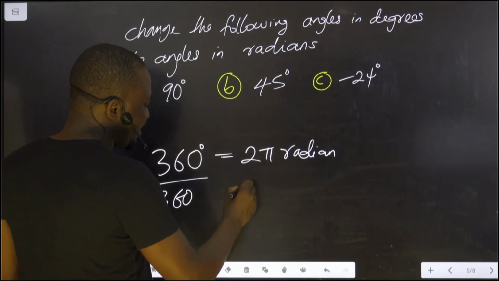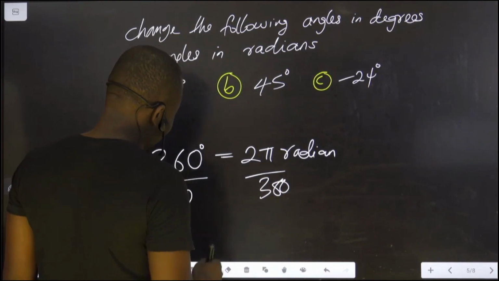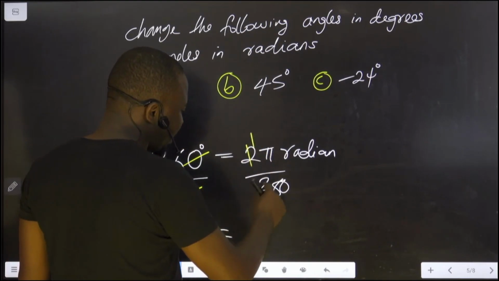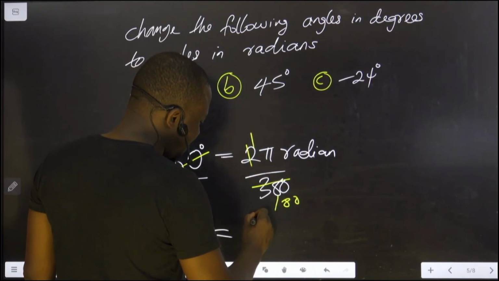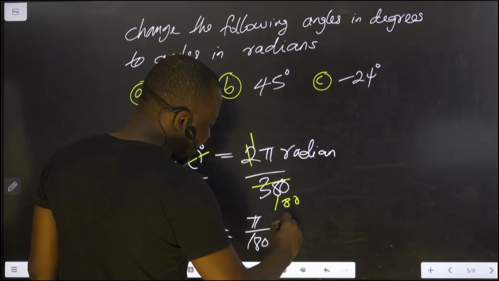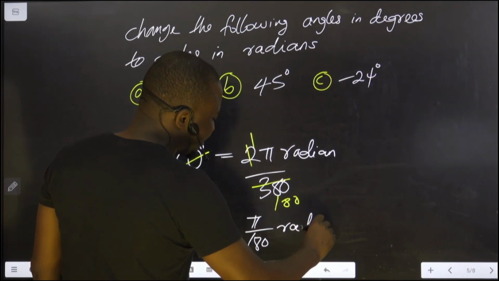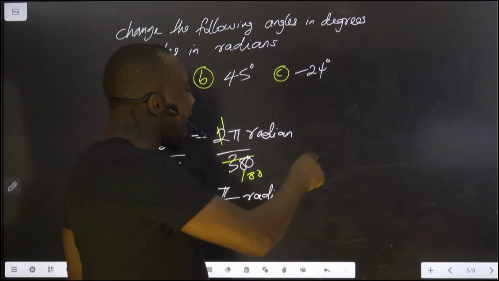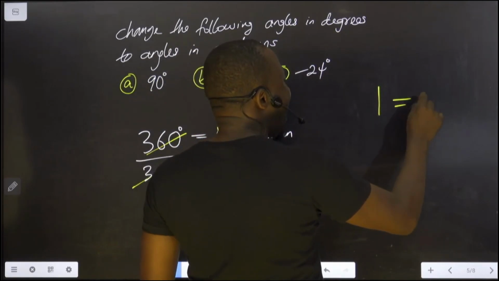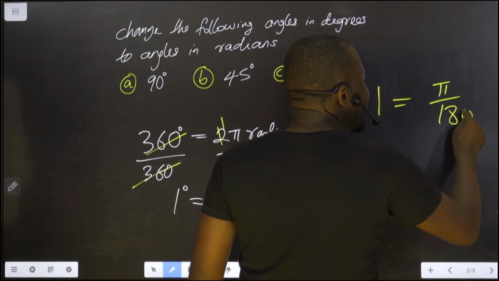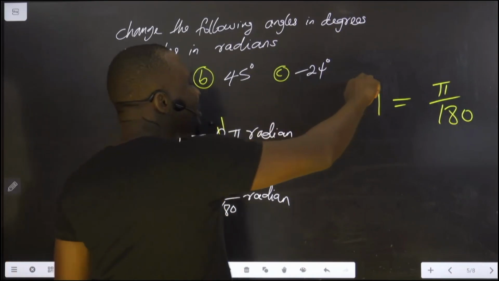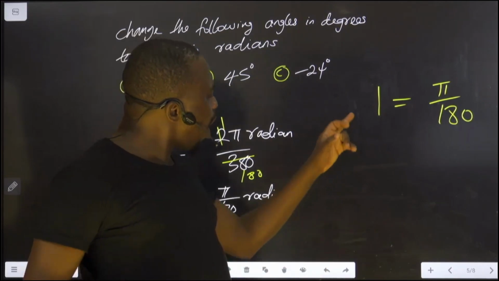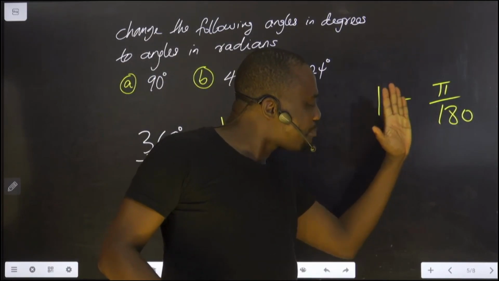Divide both sides by 360 degree. So here and here will give us 1 degree, equals to here 1, here is 180. That is pi over 180 in radian. Okay? Forget now about degree or radian. I have 1 on the left hand side, I have pi over 180 on the right hand side, and I'm moving from degree to radian. You ask yourself, what did I do to 1 to make it pi over 180?